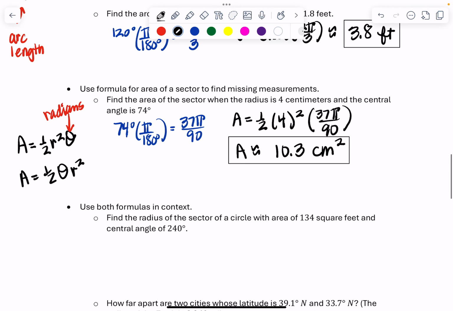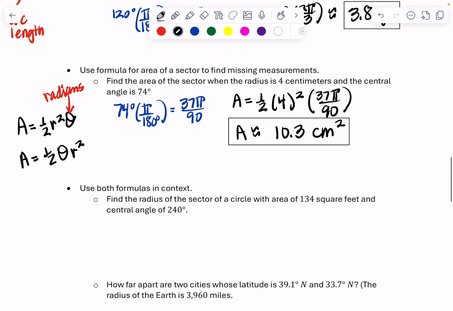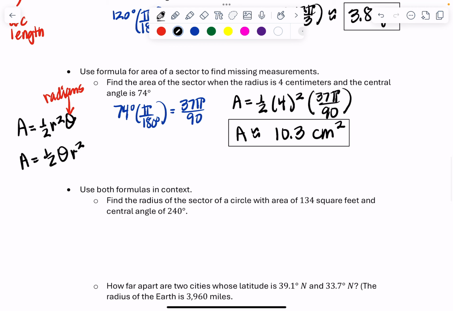All right, now this one says use both of these formulas in context. You may see some word problems that ask you to do something with one of these, but we did these in class, we did these in our homework, so it shouldn't be much of a surprise. So here's one where they ask us to find the radius. They give us the area of this sector, and they give us the central angle. So let's plug in what we know.